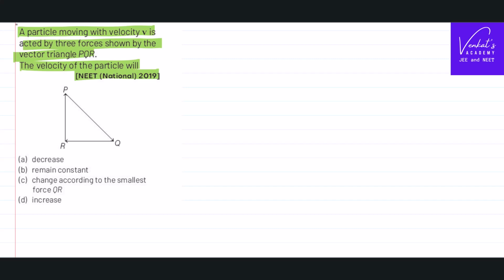If a particle is moving with a certain velocity, first of all, it is given that it is moving with a velocity v. When does this velocity change? If a force, or a resultant force, acts on this body in any of the directions, then its velocity changes. So to check whether velocity changes or remains constant, I need to know the resultant of these three forces given for you.